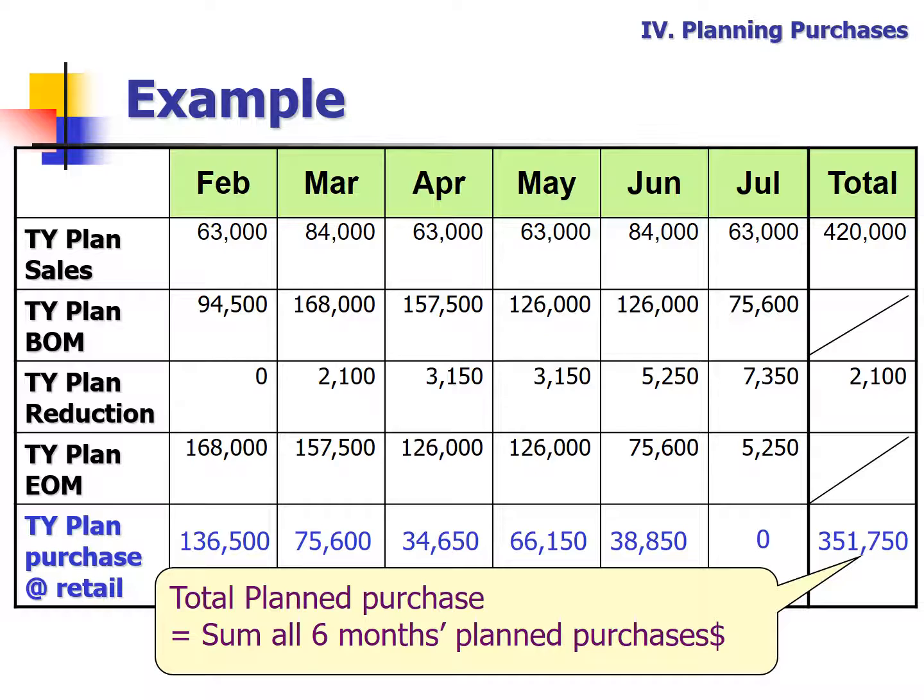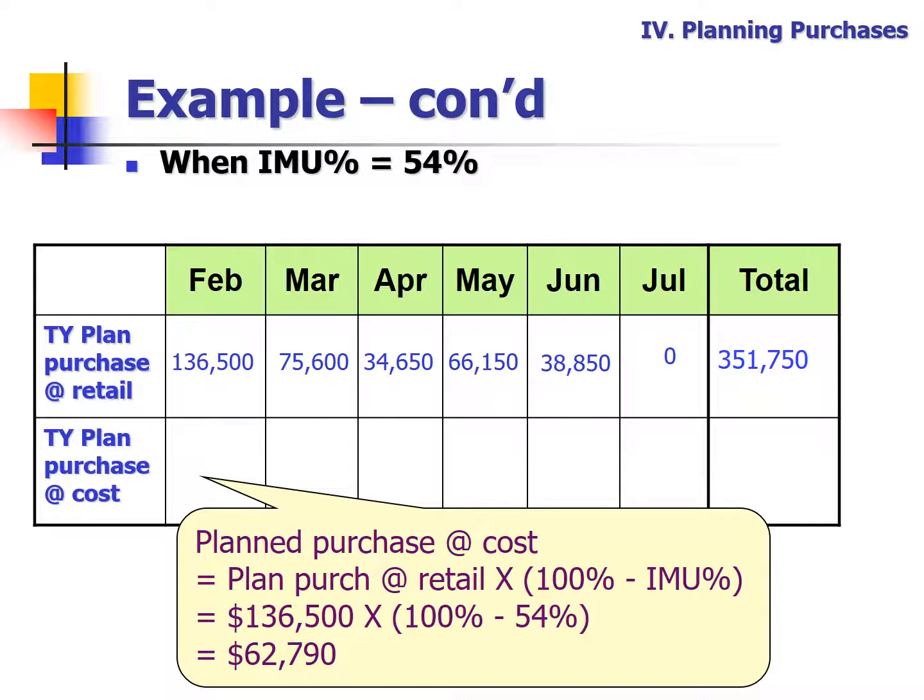Then what about the total? For the total, you cannot just look at the columns because we don't have the BOM and EOM for the total figure, right? So to calculate the total planned purchases for the entire season, you're going to have to add up all the planned purchases for February through July, all six months together, to know the seasonal total of the planned purchases. Okay, now that we have all the retail values of the planned purchases, now let's do the planned purchases at the cost value.